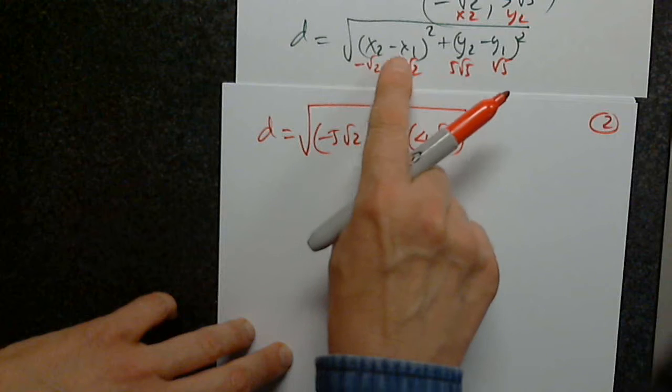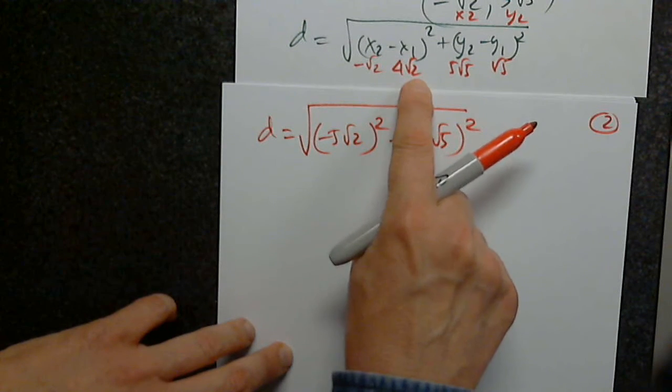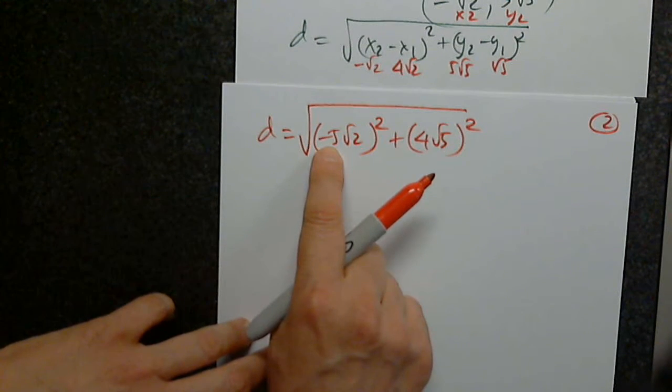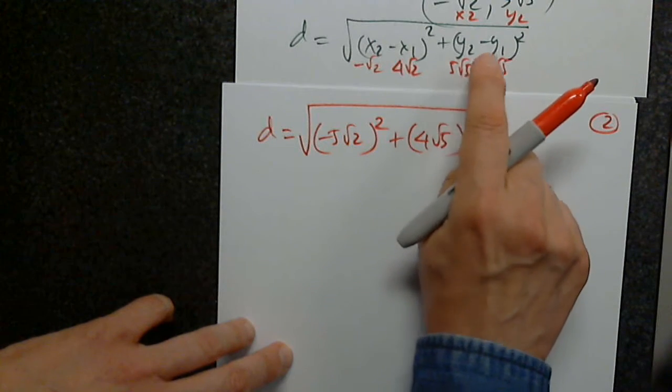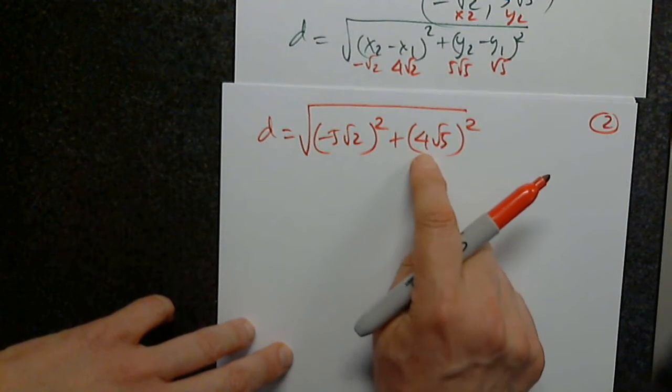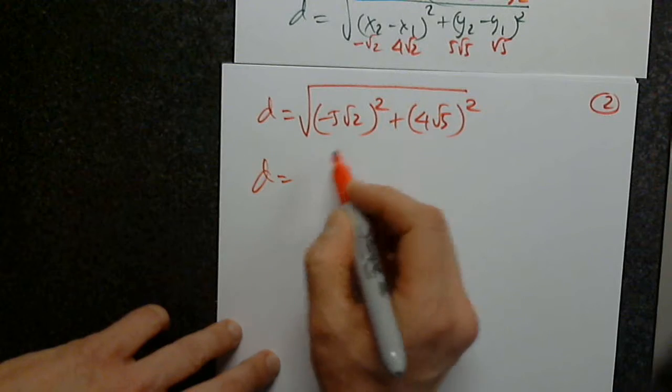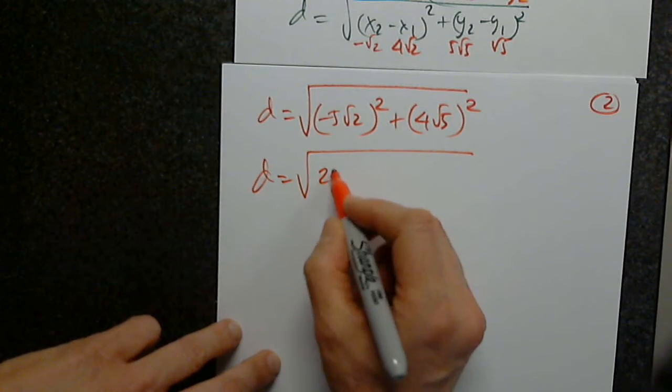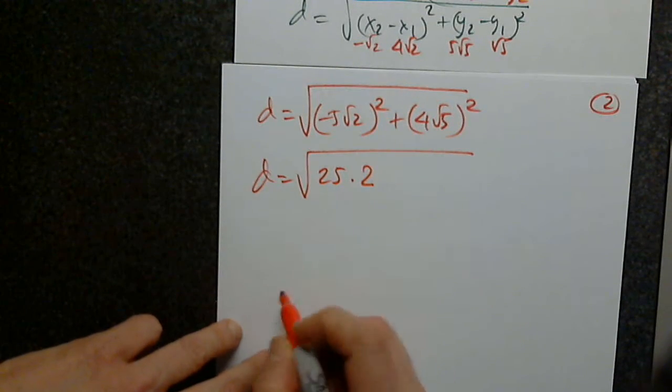Negative 1 apple minus 4 apples. It's minus 5 apples. 5 apples minus 1 apple is 4. So then I square negative 5 and I get 25. I square the square root of 2 and I get 2.